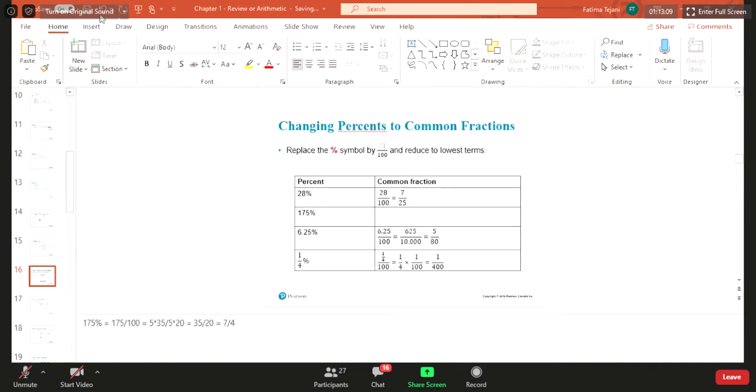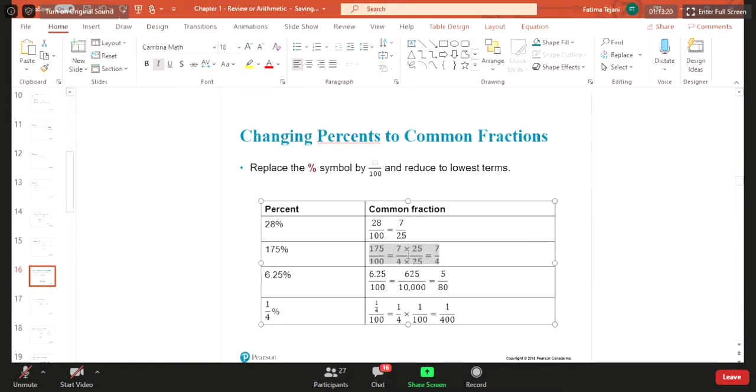Let's see if the answer is correct. Yeah, 7 over 4. Okay. You don't have to go with 7 25. We don't know what the 25 table is, right? So we don't have to worry about doing this stuff.